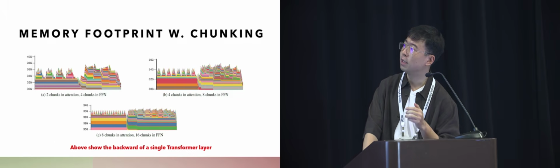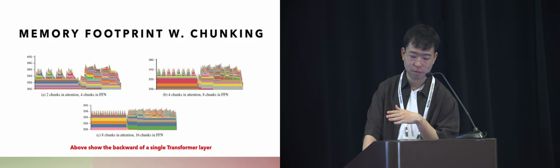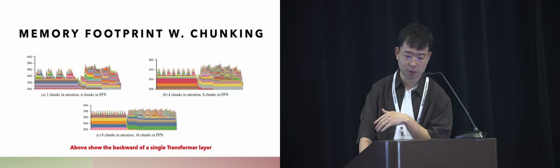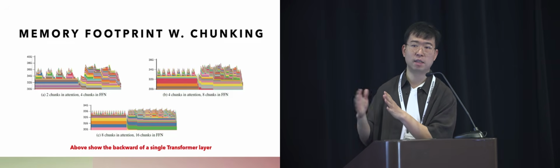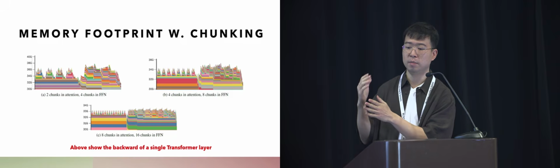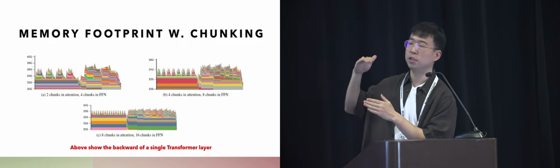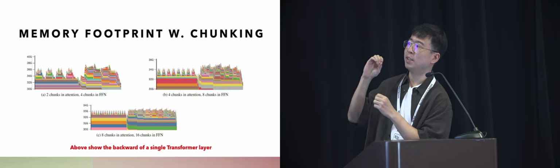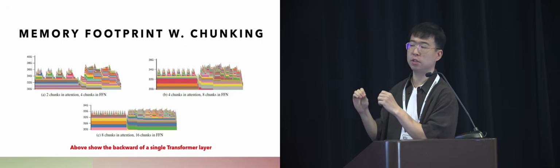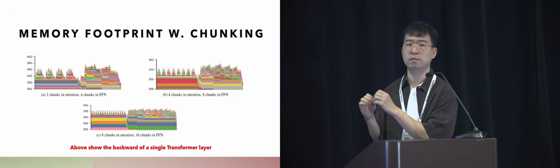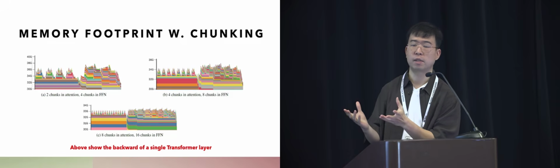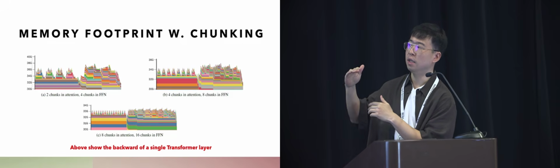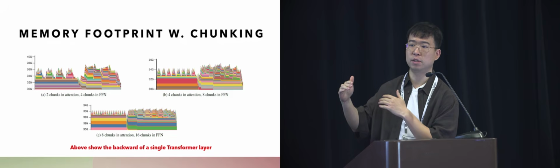Right. So I think this is probably going to be my last slide. This is after we optimize everything, after we implement the chunking designs, the new memory profiling results. You can see that by just adjusting how many chunks you're going to use in attention as well as FFN, because these two are the bottlenecks, you can actually control the peak memory consumption during the training.